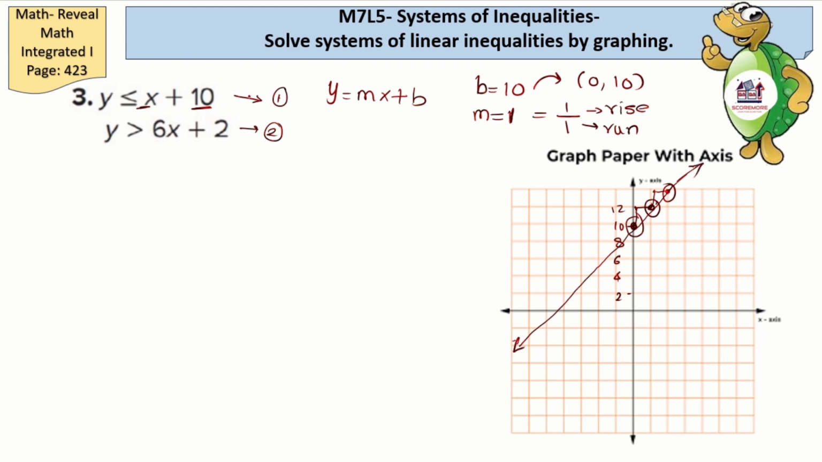One more point to be noted. The line which we make is a solid line. Why? Because in the inequality, we have an equal symbol.